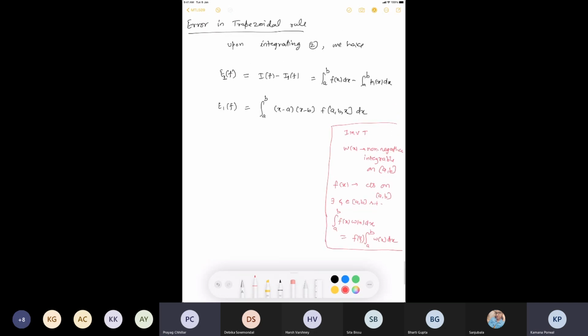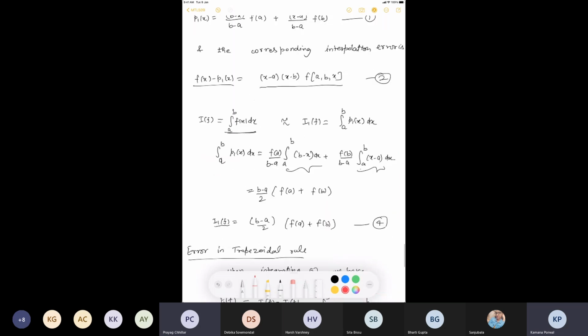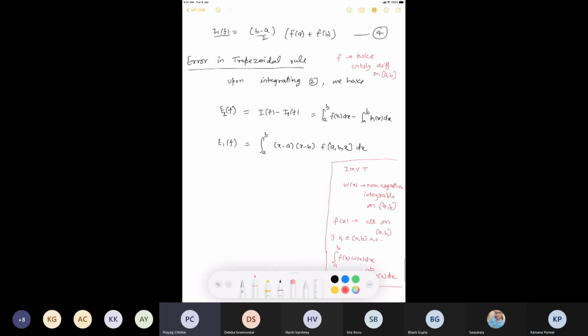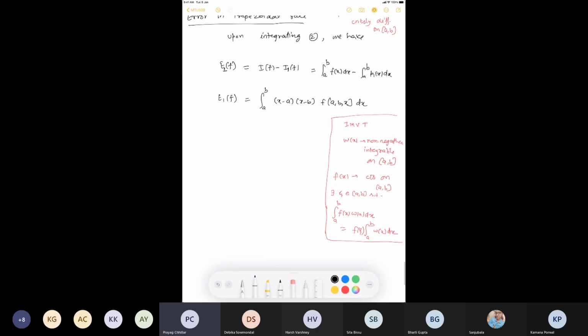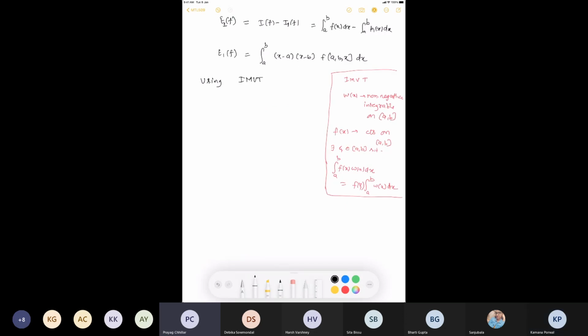Now you can see, if I assume sufficient regularity for f, that is, for the error I'm going to need f to be twice continuously differentiable on the interval [a, b], then I can use the integral mean value theorem. So how will I apply the integral mean value theorem? I've written the statement of the theorem.